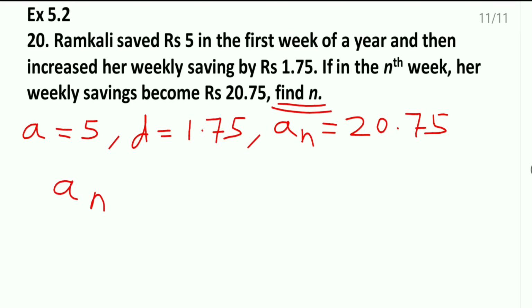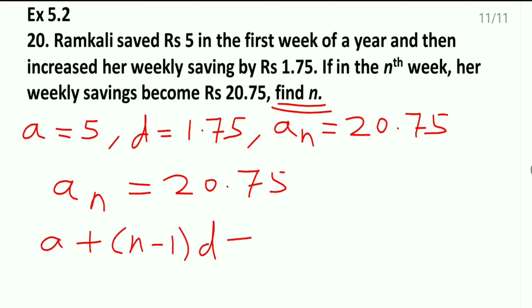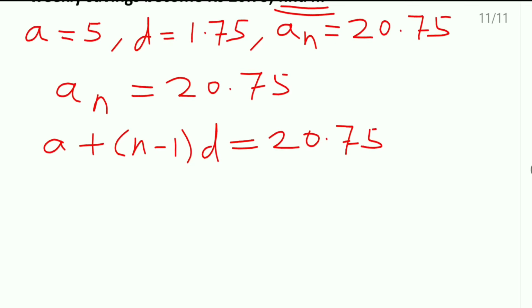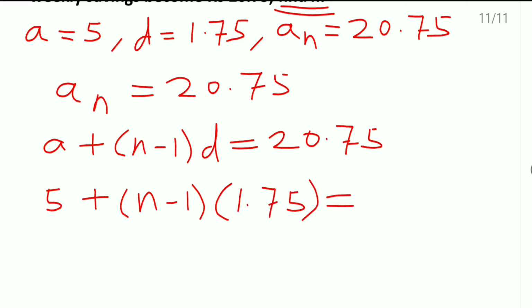Nth term already we know. We know the formula of nth term. So here we'll write down a plus n minus 1 into D, which is equal to 20.75. We'll just substitute the values here. A is 5 plus n minus 1, D is 1.75, which is equal to 20.75. 5 will go that side and it will get subtracted over there.